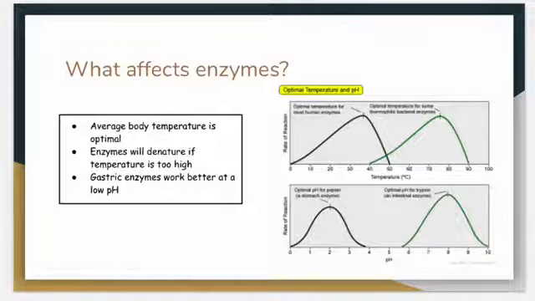The efficiency of the enzyme is affected by the temperature and pH. Average human body temperature is 37 degrees Celsius, which is optimal for human enzymes. But when body temperature is too high, enzymes will begin to denature and lose their unique conformation and their ability to function. Gastric enzymes work better at a low pH, which is an acid, and then when it's mixed with stomach acid, while intestinal amylase works best in an alkaline environment, like the intestines.